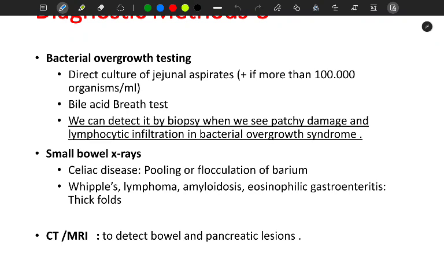We detect by biopsy seeing patchy damage and lymphocyte infiltration, and by positive culture, high bacterial growth. Small bowel X-ray in celiac disease shows pooling or flocculation of the barium, because you lose the villi and the architecture of the small intestine, and the surface is flattened. Lymphoma, amyloidosis, and eosinophilic gastroenteritis give thick folds on small bowel X-rays. CT or MRI for bowel and pancreatic lesions if these are the causes. Next, please.